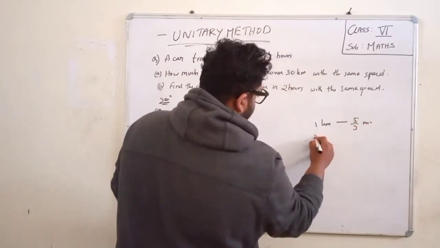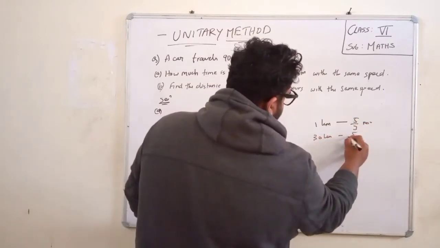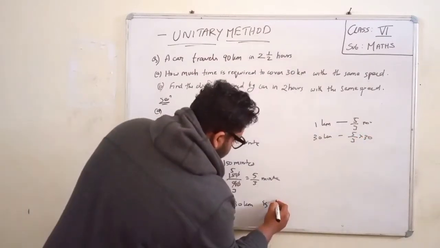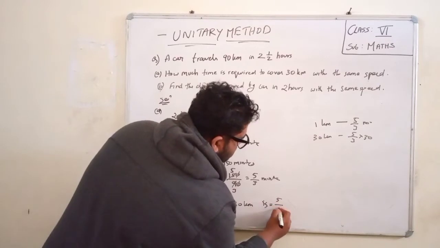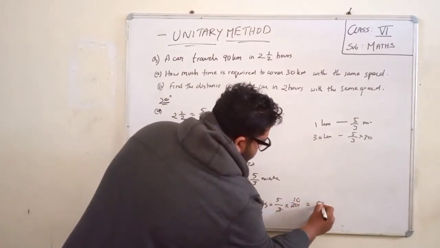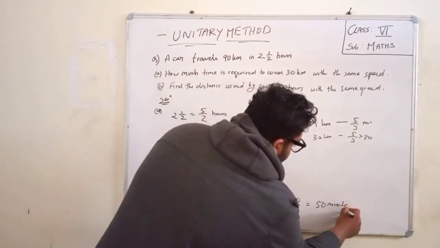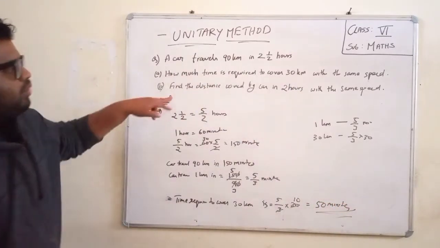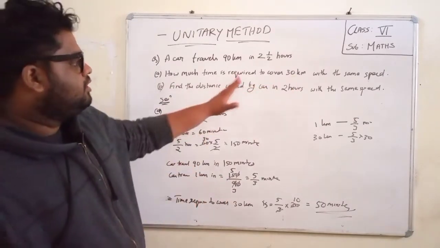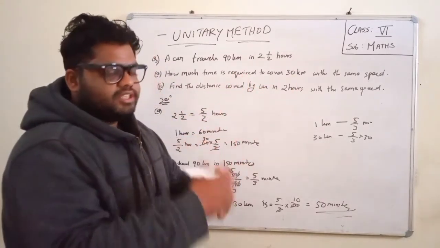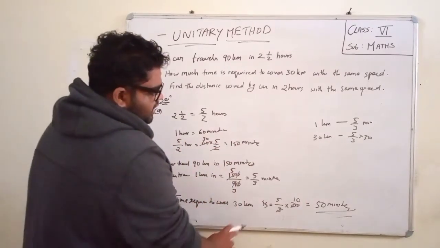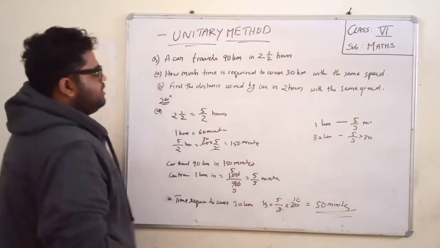So 30 kilometers takes 5/3 into 30. Okay, so we write 5/3 into 30. We solve this and we get 50 minutes. Okay, the time required to cover 30 kilometers with the same speed. See, speed is constant here, so we have to only check out distance and time. So the time required to cover 30 kilometers is 50 minutes.